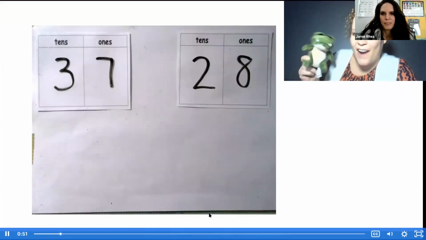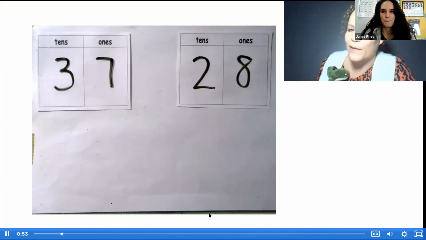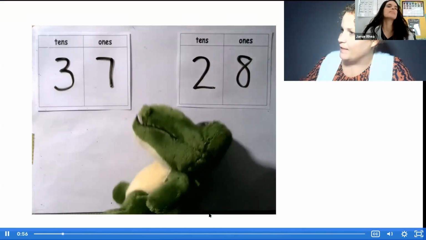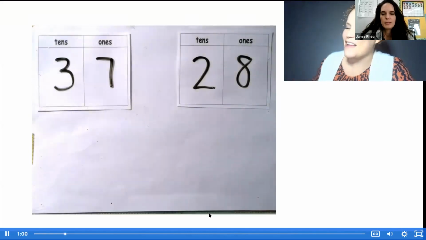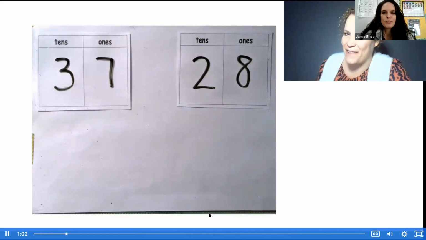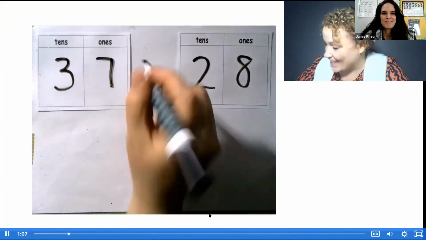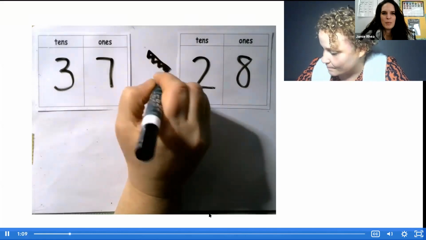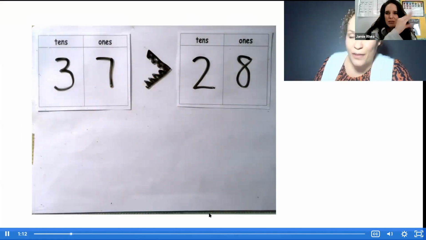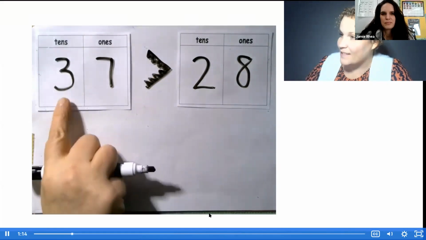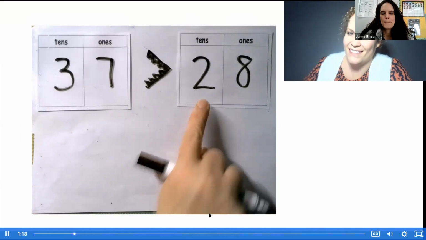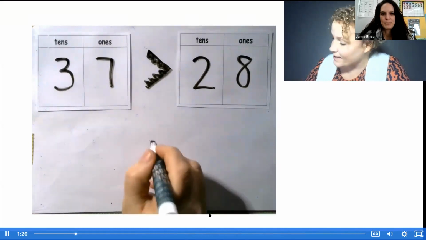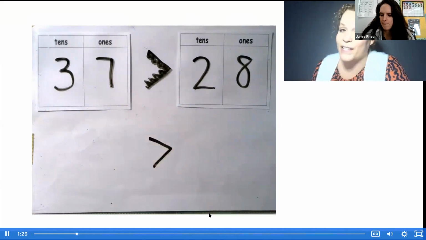Which number would Hungry Hal the alligator prefer to eat? 37 or 28? Point to the answer that you think is correct. What do you guys think? It is 37. Remember, the mouth is going to eat the bigger number. We know that 37 is greater because there are 3 10s, which is more than 2 10s. I will use this symbol to make a true number sentence.